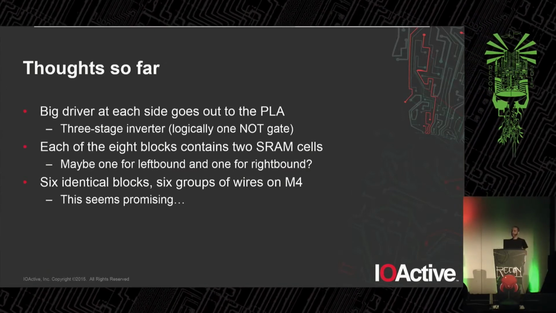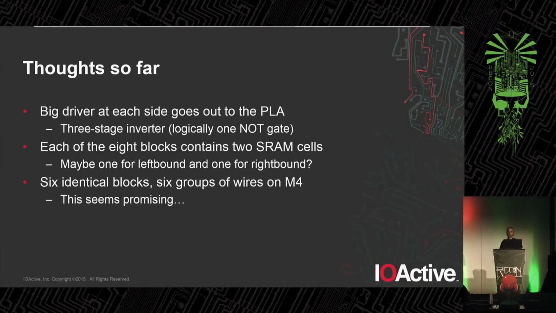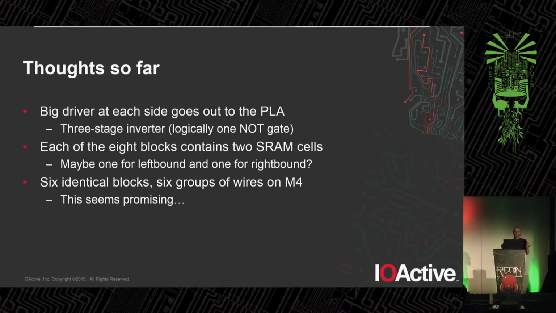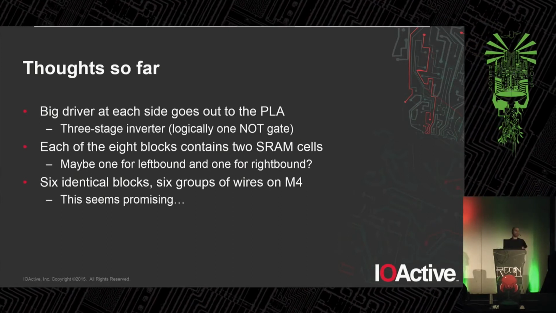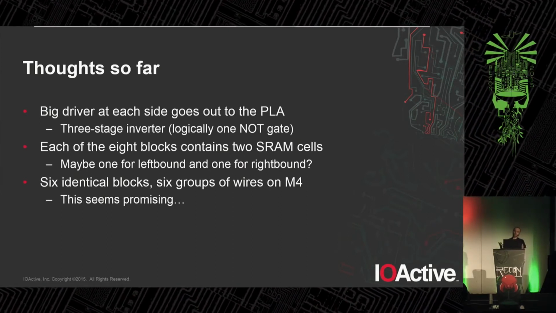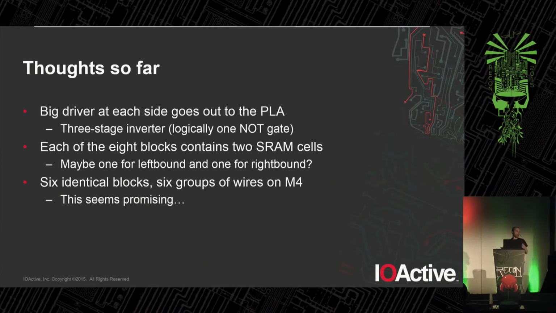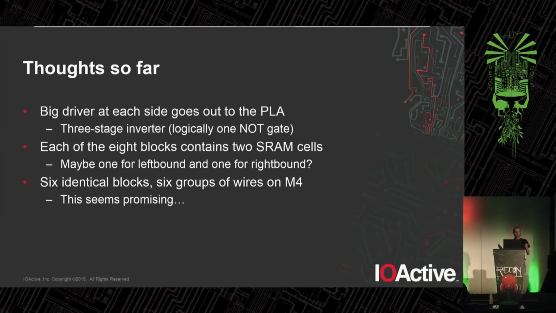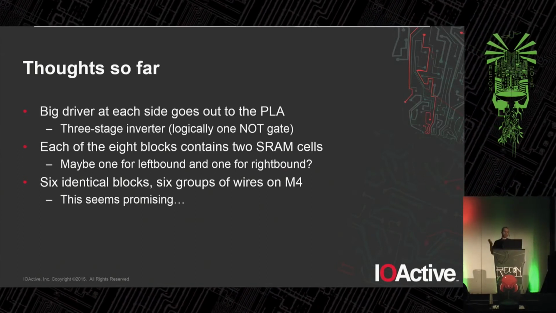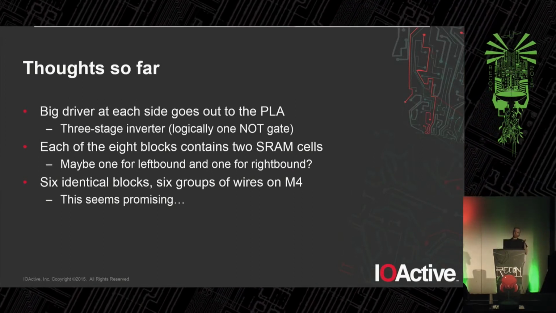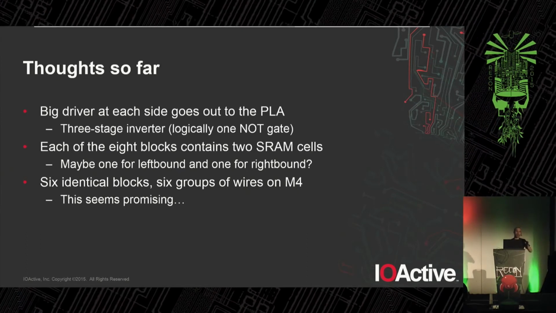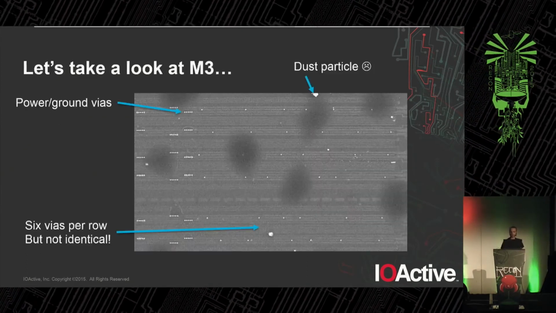And of those 8 blocks, each one contains 2 SRAM cells. So it seems to make sense that we've got 8 blocks. We know that we have 8 bits controlling the left output. We have 8 bits controlling the right output. So we probably have 1 bit per block controlling what goes left and 1 bit controlling what goes right. Then there's 6 identical blocks, and there's 6 groups of wiring up in metal 4. So there's probably some sort of correspondence going on here. Again, we don't know what it is, but we know there's some relationship.